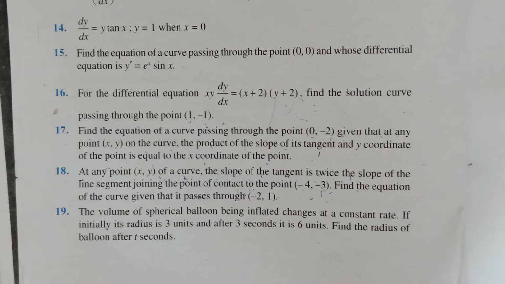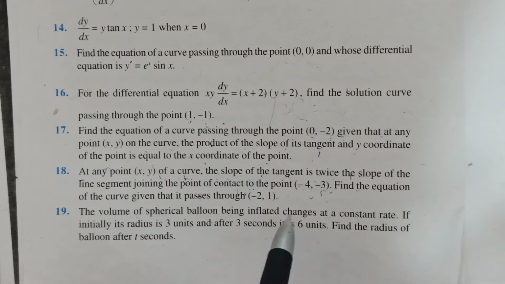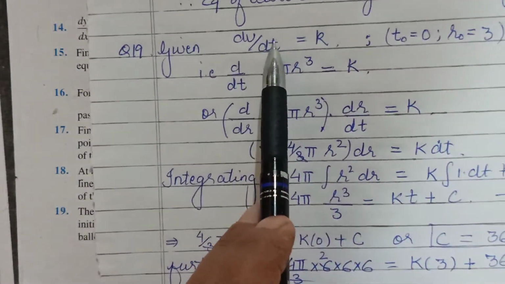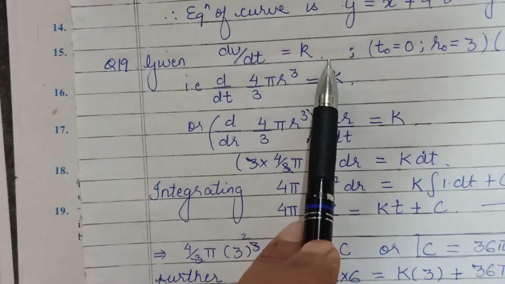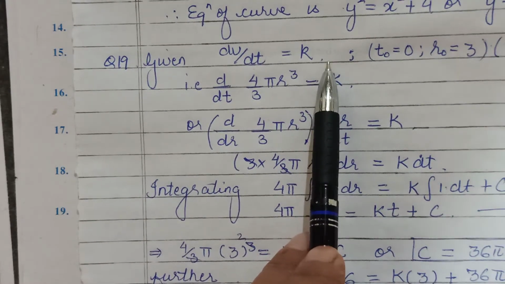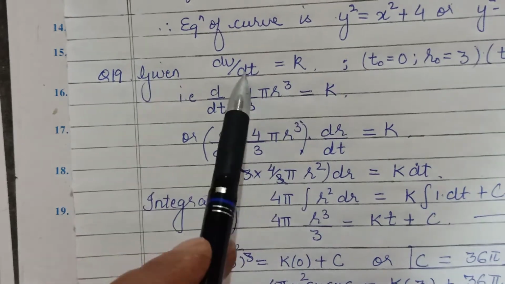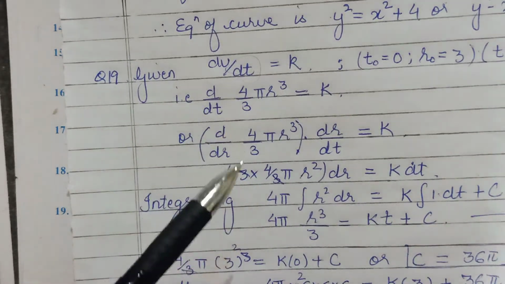18th one, I've explained what all is required. Now the 19th one, volume of a spherical balloon being inflated changes at a constant rate. Volume changes at a constant rate. So dv by dt, rate of change of volume, is some constant k. This is given to you. Okay, volume changes at a constant rate. So nothing mentioned, then we know rate has to be with respect to time only.